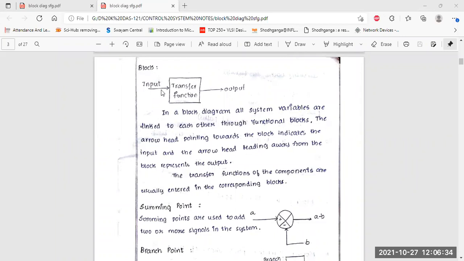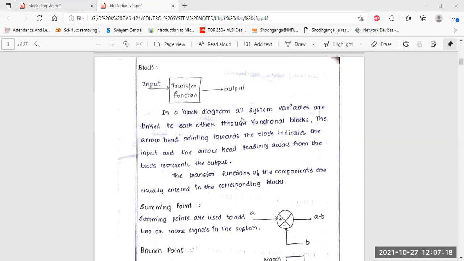Now this is basically one equation. This is one block: the input, and the other is the output variable, with the transfer function, as we concluded in the previous slide also. In this block diagram, all system variables are linked to each other. That means the input variable is connected to the transfer function, that is the controller part. Then this controller part is connected to the output variable, the output unit. So this is basically a functional block diagram. This arrowhead pointing towards the block indicates the input, and the arrowhead leading away from the block represents the output signals.